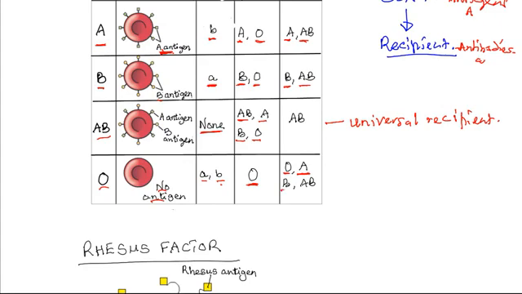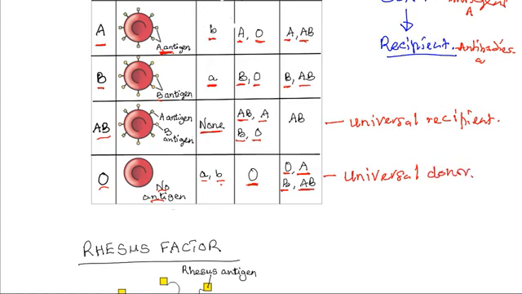Now, because blood group O can donate to all the others, blood group O is referred to as universal donor. It can give to all the other groups because it lacks antigens. Blood group AB is universal recipient because it lacks antibodies that will react with the donor's antigens, while blood group O is universal donor because it lacks the antigens to react with the recipient's antibodies.